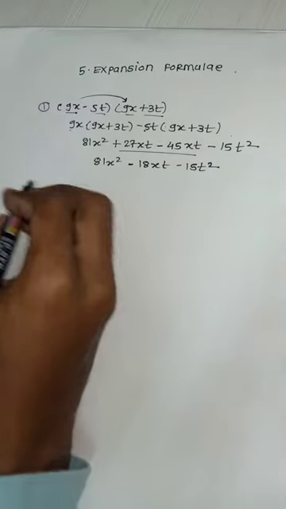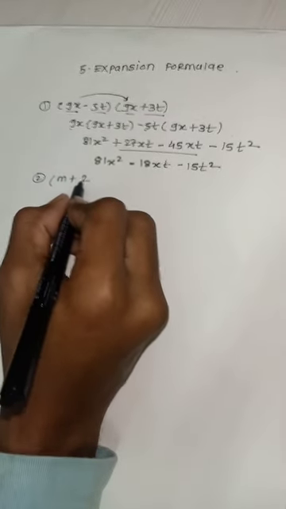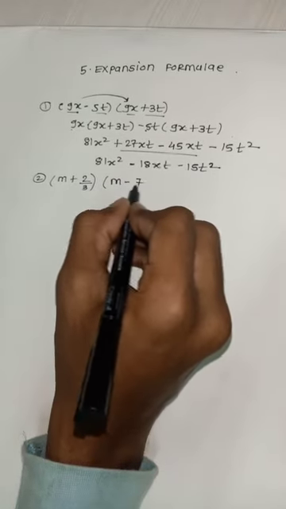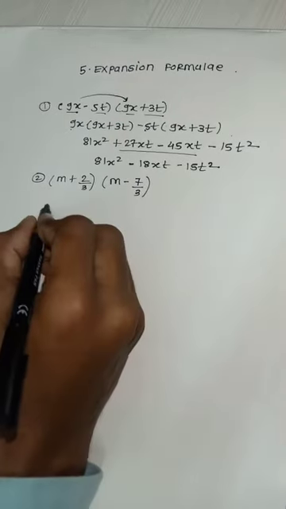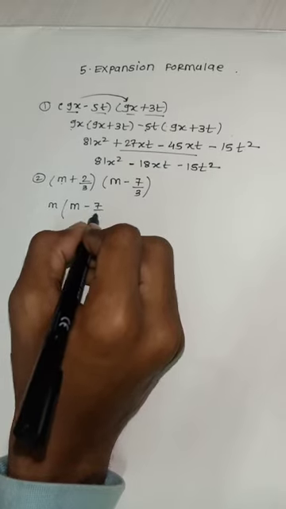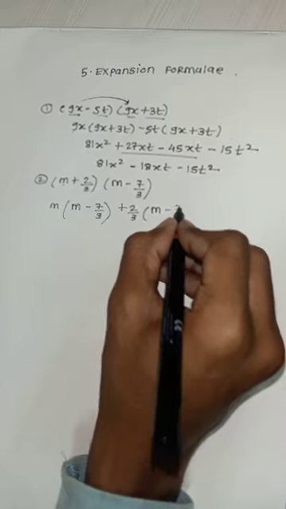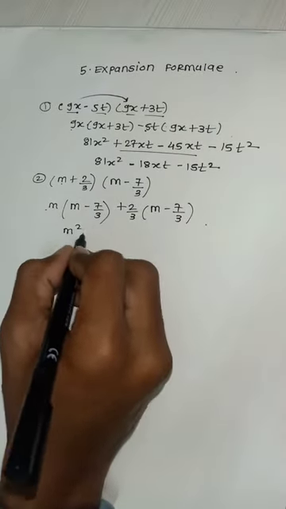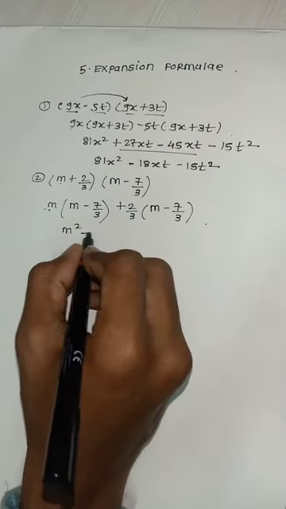Now see the next example, that is (m plus 2 by 3) into (m minus 7 by 3). Now write down m as it is, second bracket m minus 7 by 3, plus 2 by 3 into m minus 7 by 3.